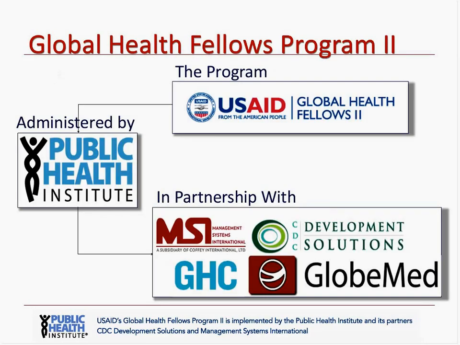Although our fellows and interns work within USAID, they are employees of the Public Health Institute, the lead partner of GHFP-II. Our GHFP-II partners include Management Systems International and CDC Development Solutions. More information about these partners can be found on our website. One of GHFP-II's collaborating organizations is Global Health Corps, and another is GlobeMed. GlobeMed reaches over 2,000 undergraduates a year through its university-based student-led chapters. If there's a GlobeMed chapter at your school, it's a great place to start exploring your career options in the field of global health. And if not, you could also consider starting a chapter at your school.